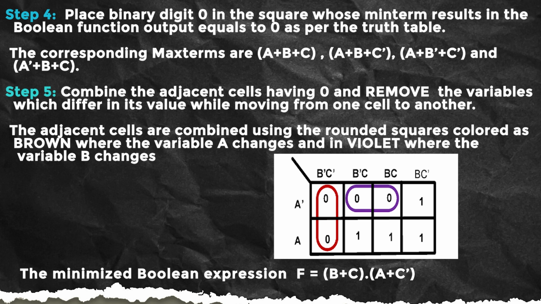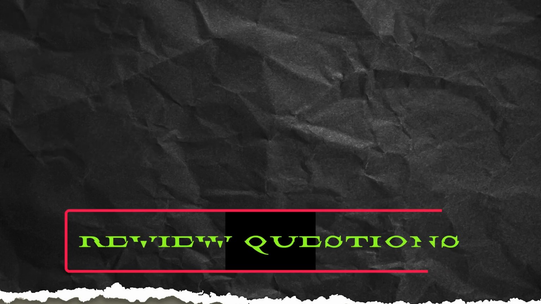Therefore, we will remove the variable B, and finally, you have got A bar dot C, and in terms of max term we will write it as A plus C bar. The minimized Boolean expression in POS form is f equals (B plus C) dot (A plus C bar). Now we will come to the review questions.